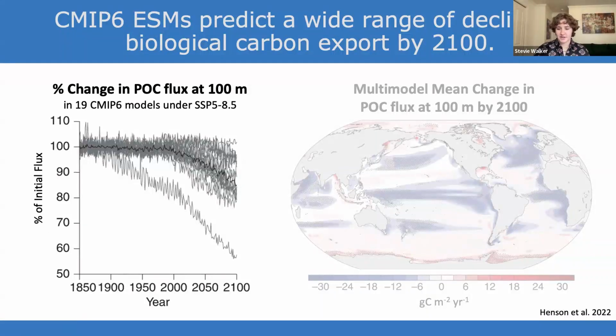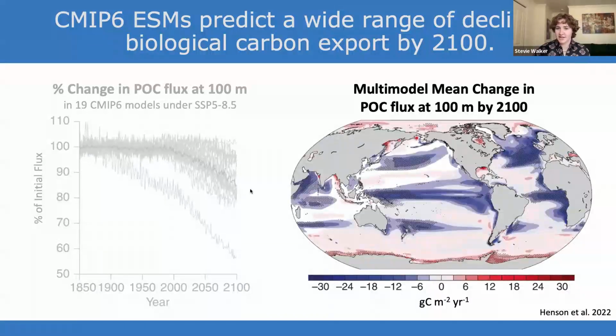So the models are very uncertain on a global scale, and change in POC flux is also not spatially uniform in Earth system models. So here we have a map showing the multi-model mean change in POC flux, where blue is a decline, red's an increase, and you can see this stippling here, which is where I think 80% of the models agree on whether or not POC flux will increase or decrease. And so you can see there's really not a lot of stippling in the ocean here. Models only agree on the sign of POC flux change in about 20% of the ocean.